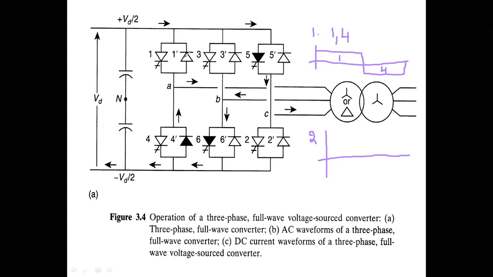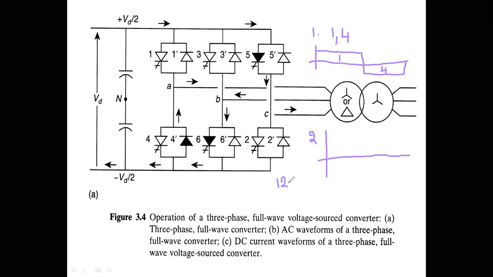For example, this leg is conducting for 120 degrees, and after that it will shift to this one. If you consider 1, 3, 5, they conduct one after another: after 1 is turned on, at 120 degrees this 3 will come into conduction again. So if you consider the 3 legs, each one is conducting with a difference, and the phase difference is 120 degrees.